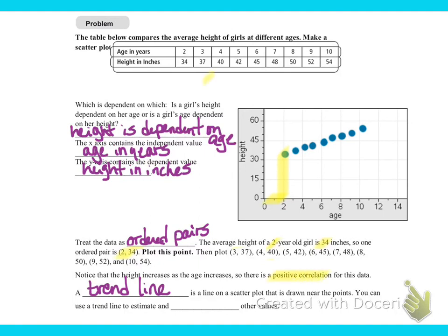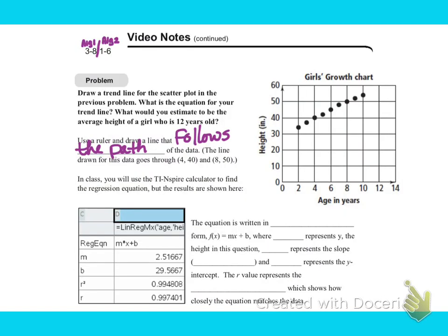A trend line is a line on a scatterplot that is drawn near the points. You can use a trend line to estimate and predict other values. So what we're going to do here on the back is draw a trend line for the scatterplot in our previous problem. We have the graph drawn again here, and we're going to find an equation for the trend line, and then we're going to estimate and predict the average height of a girl who is 12 years old.